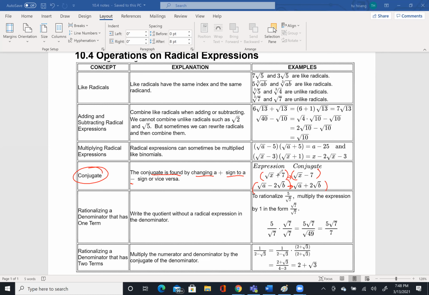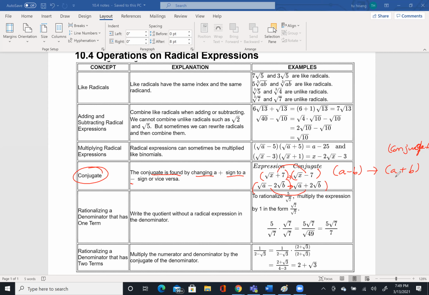So what is the difference between these two? Just plus and minus. You see that? Or you can have a minus b. What is the conjugate of this? It is a plus b. Just that, easily. Okay. This is conjugate.